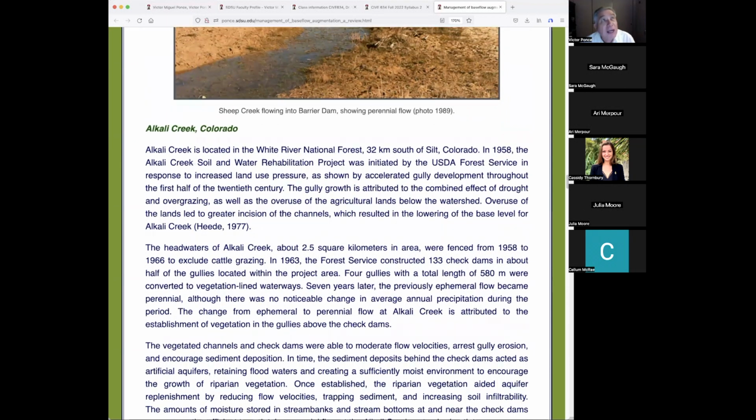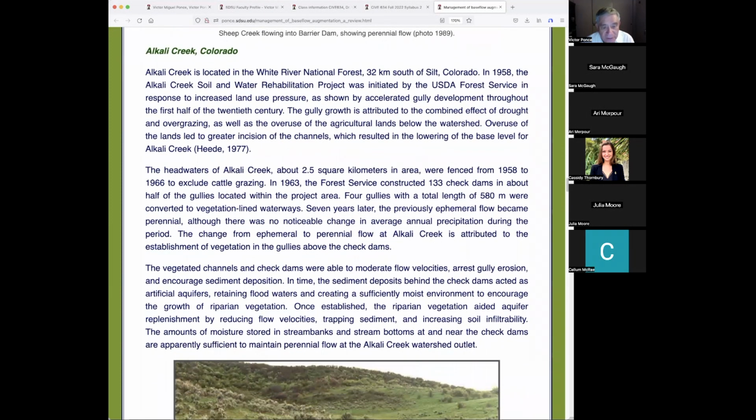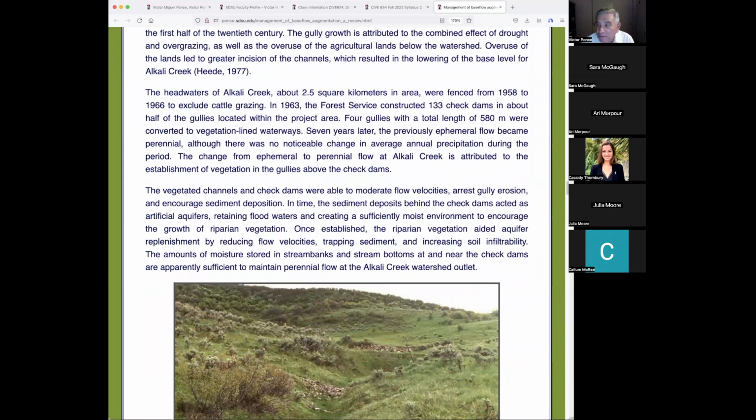Okay, so Alkali Creek, Colorado. Alkali Creek, located in the White River National Forest. We were out there and visited Alkali Creek. The outstanding feature of Alkali Creek is that the Forest Service went in there in 1963, and they had a bunch of gullies that they, of course, attributed to overgrazing with drought.